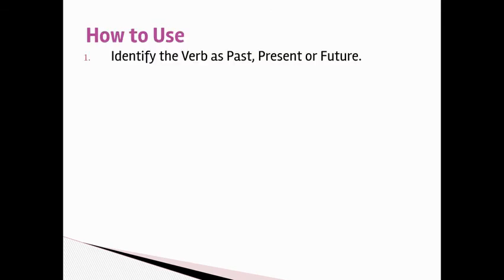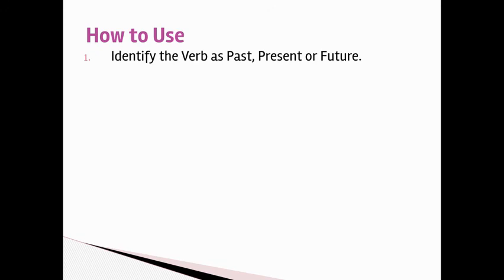Here's how we use this. We want to identify the verb as past, present, or future. It's really important we check that, especially as a writer. If we're going to move around between past, present, and future, it's confusing for our reader. We want to stay with one thing. So if you're telling a story in the past, just keep it in the past. All your verbs should be some version of the past.